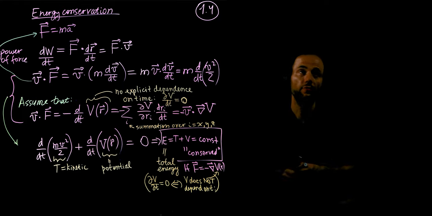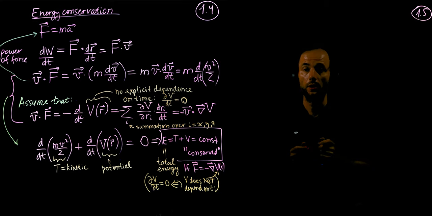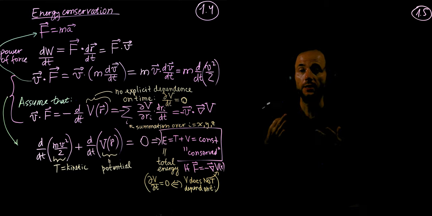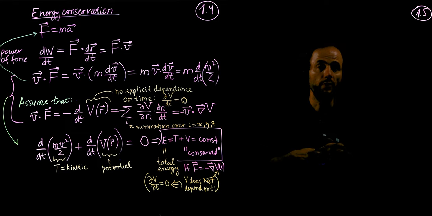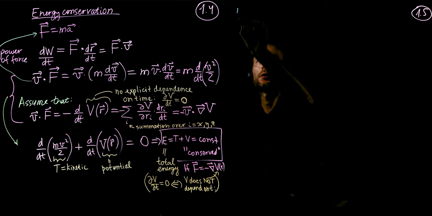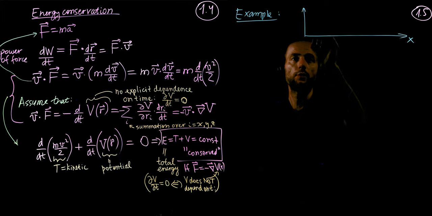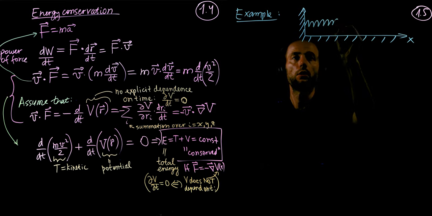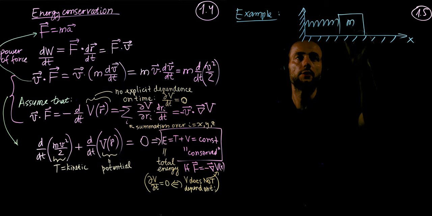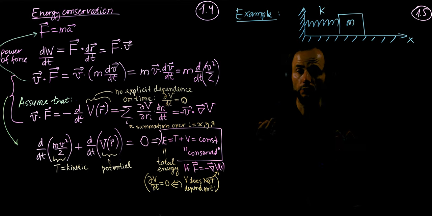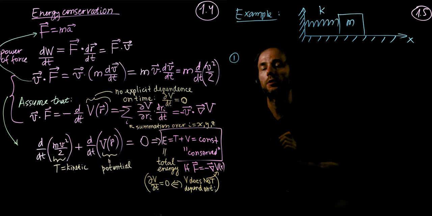Welcome to section 1.5 of our lecture 1. What we're going to do now is try to use some of the things that we have learned in practice. For instance, let us consider an example of a particle on a spring. Here we have a wall with a spring, and a particle of mass m is attached to the wall. The spring constant is k. What are the conserved quantities for this system?